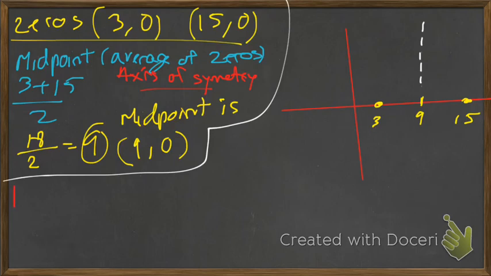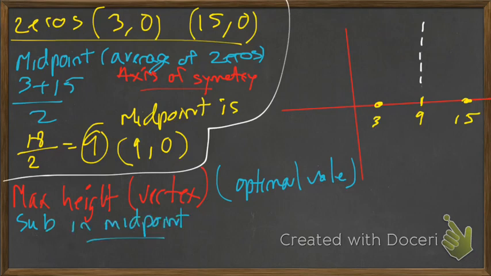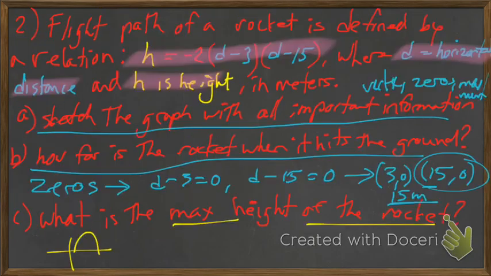What I want to find now is max height, which is also known as vertex, also known as optimal value. What I'm going to do is sub in my midpoint. Now, I don't have enough room on this slide, so I'm going to go to the next, but first I'm going to look at this equation again. So h is equal to negative 2 multiplied by d subtract 3 and d subtract 15. And I'm actually just going to copy it, it'll be a lot easier for me. Alright, done.